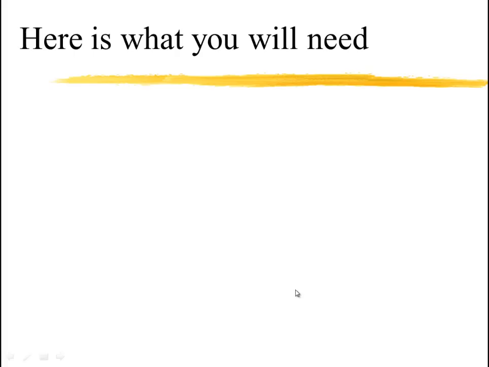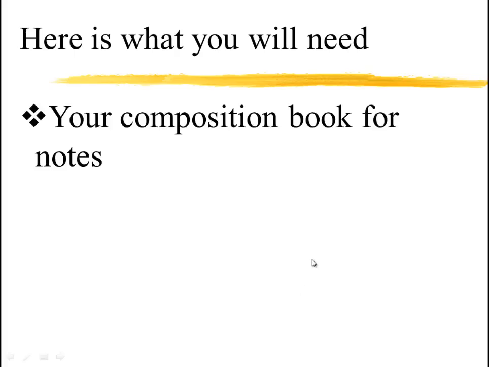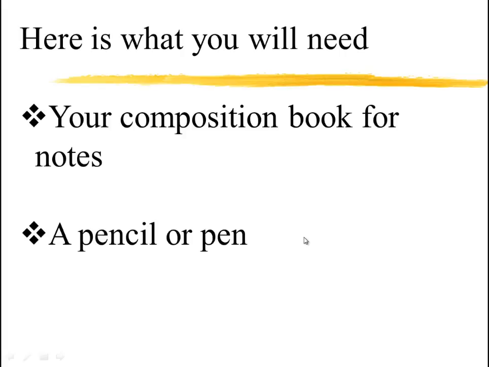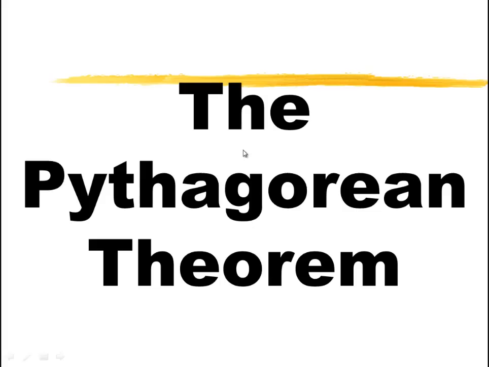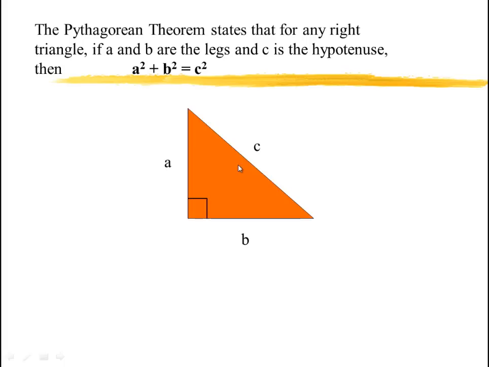Alright, today we're going to talk about the Pythagorean theorem. In order for you to take today's notes, you're going to need your composition book for notes and a pen or a pencil. So today we're going to talk about the Pythagorean theorem. Now the Pythagorean theorem states that in any right triangle, the sum of the legs squared will equal the hypotenuse squared. Exactly what in the world does that mean?